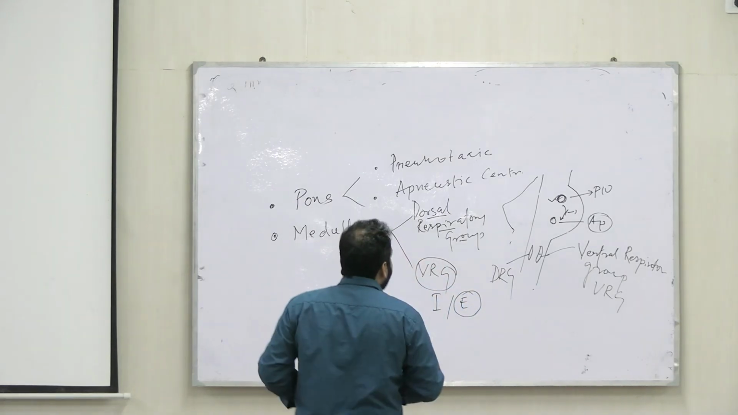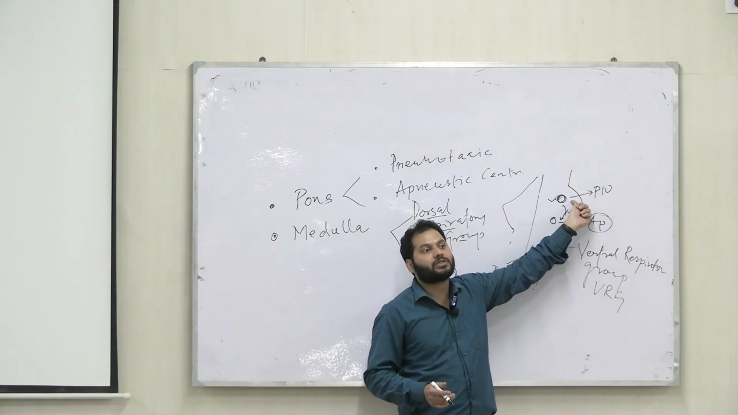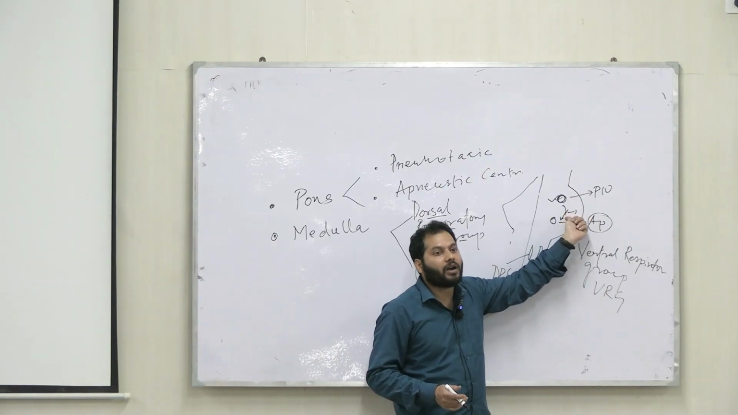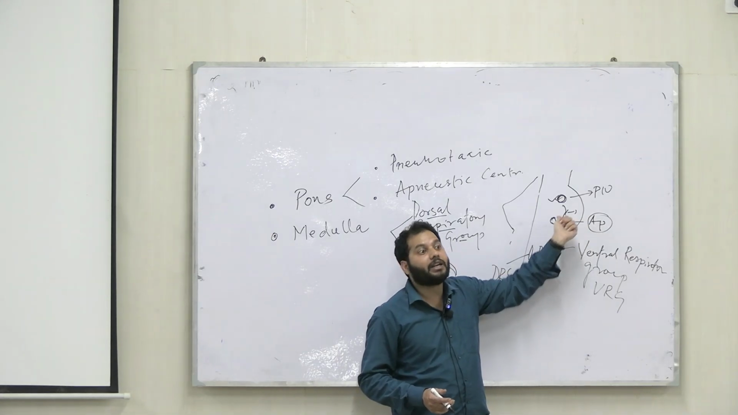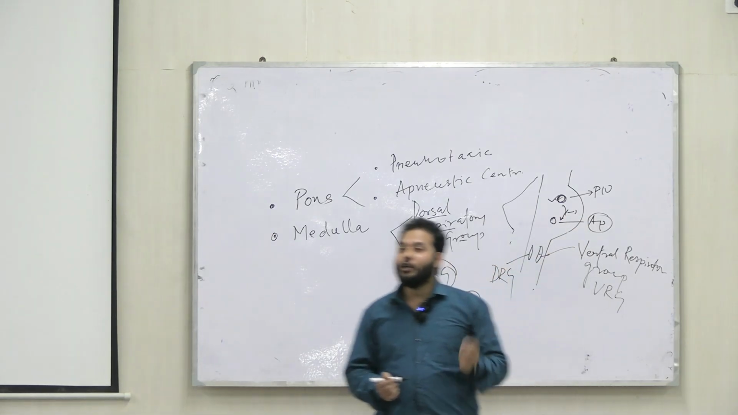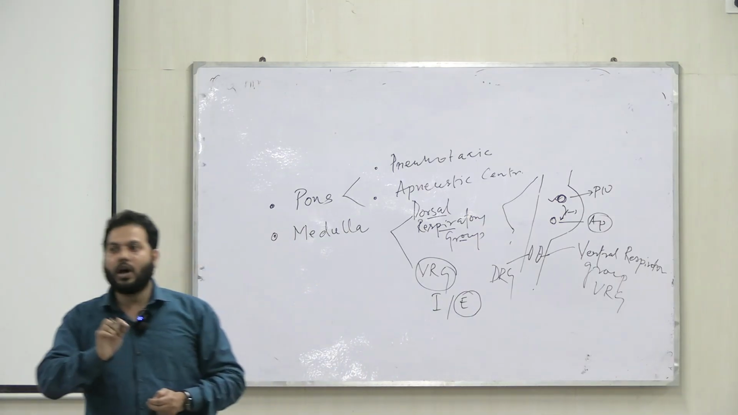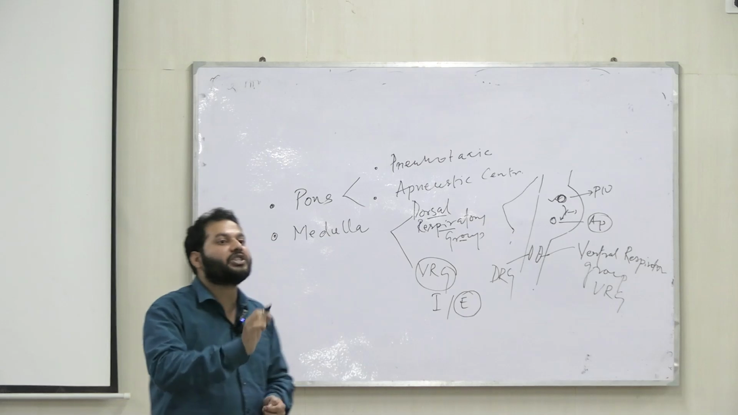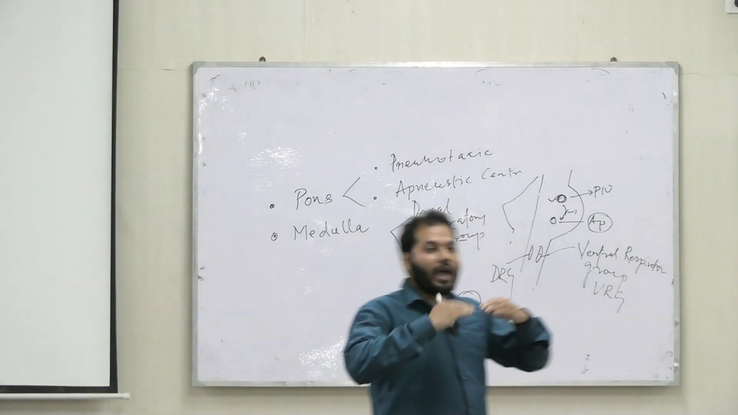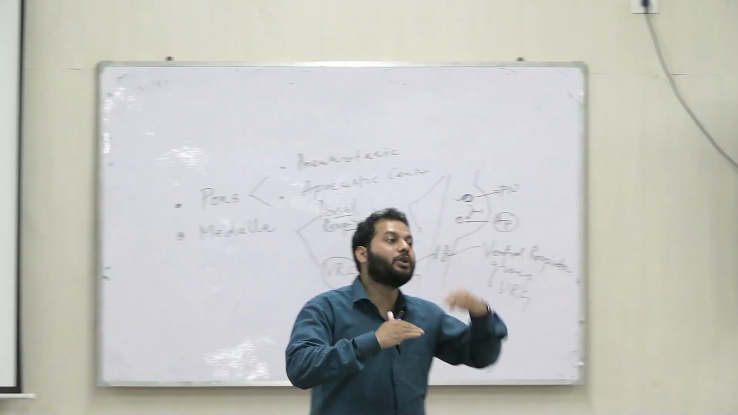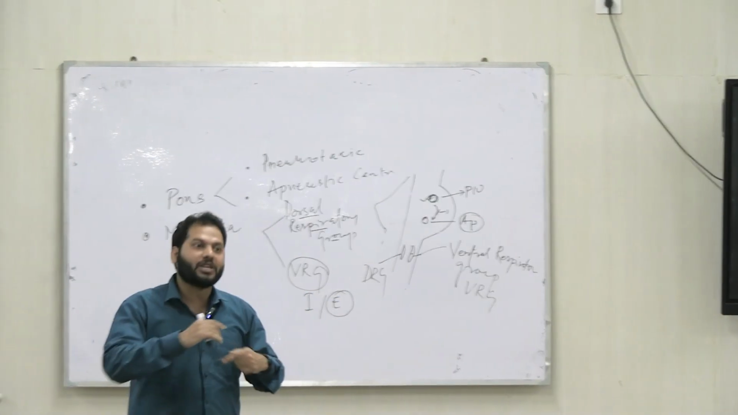But here the pneumotaxic center prevents the activity of the apneustic center. So it means the pneumotaxic center switches off the inspiration process, ultimately helping to maintain the balance between the rate of respiration as well as the depth of respiration.